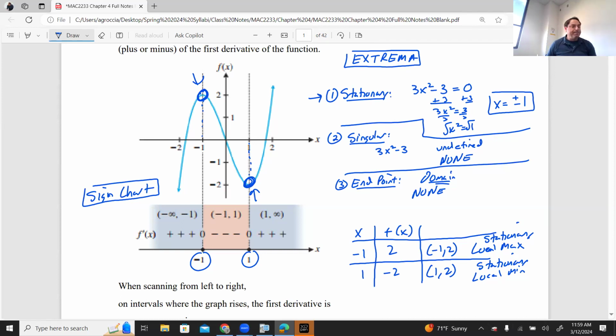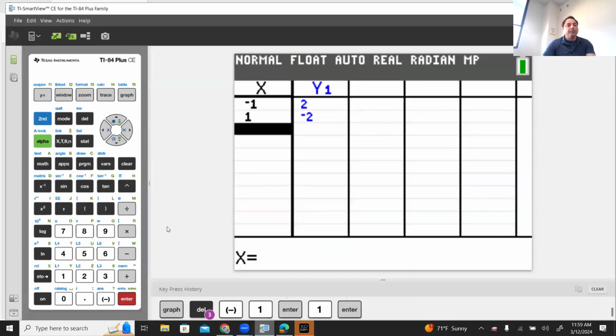Are we okay? How do you do it? Take the derivative, set equal to 0, you found your critical points. Then you don't do a graph, you don't do anything else. You just say, hey, what's happening before -1? What's happening between -1 and 1? And what's happening after 1, by plugging into the derivative. So let's go to the calculator.